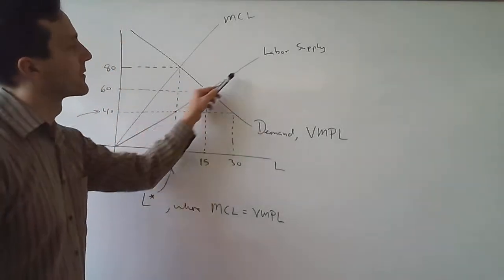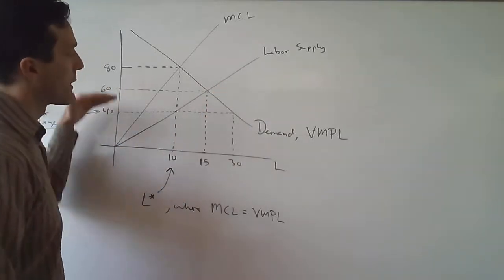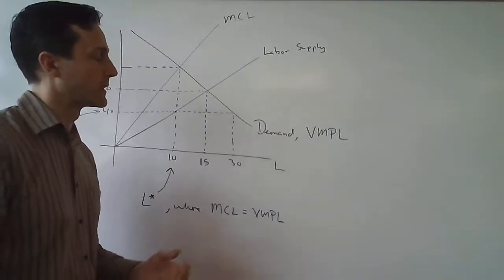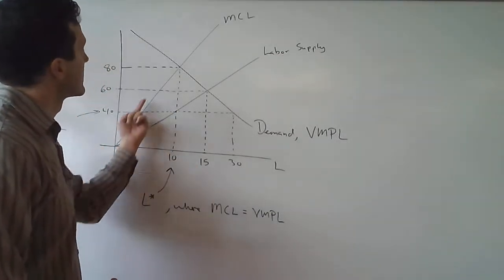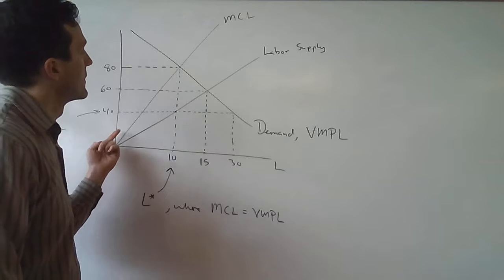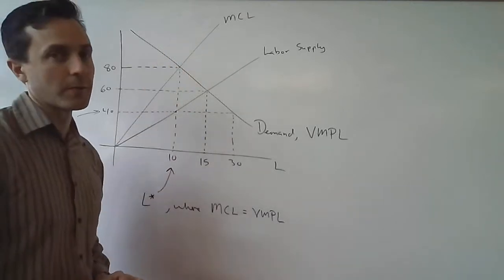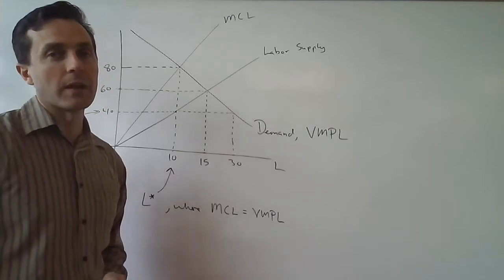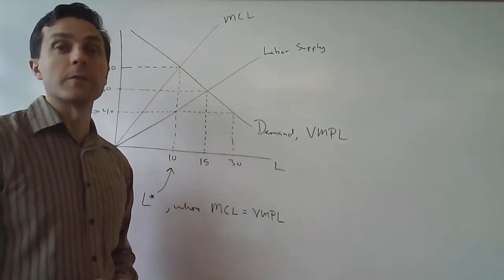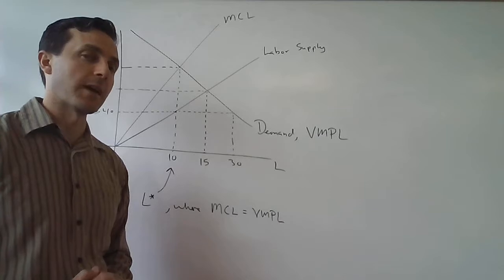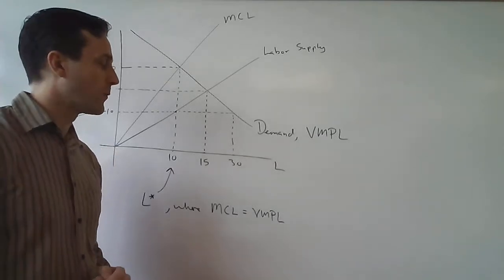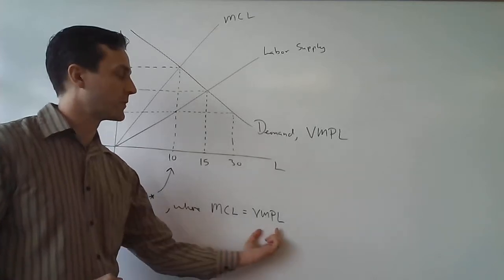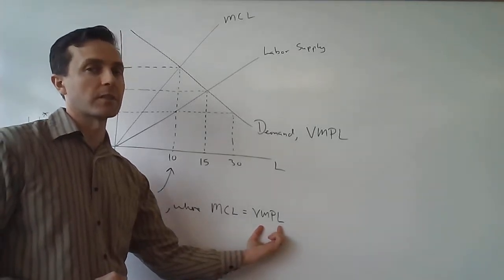And here's our labor supply curve, telling us at different wages the quantity of labor that people are willing to supply. And here is the marginal cost of labor to the firm. Now, in order to find the optimal number of workers for the firm to hire to maximize its profits, we want to find where the marginal cost of labor is equal to the value of the marginal product of labor.